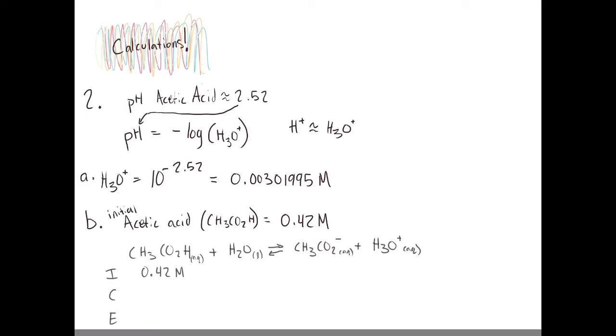All right, so make sure you get your states of matter here. My initial concentration of acetic acid, which we calculated in the first question, is 0.42 molar, again, a made up value. And our initial values of our products should be 0, right? I shouldn't have any products when I initially start.